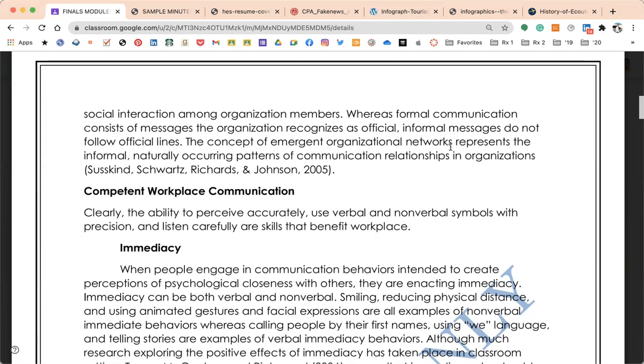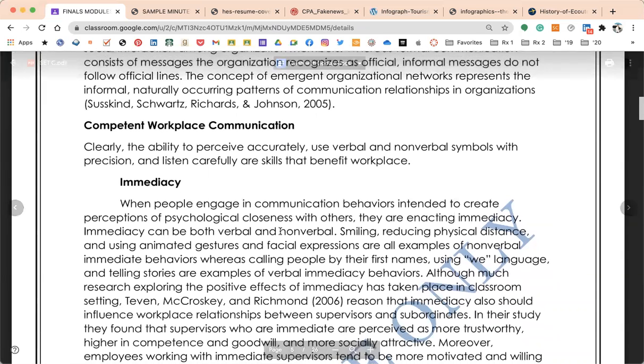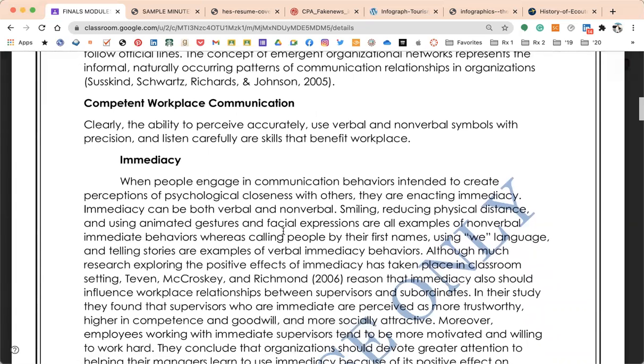Clearly, the ability to perceive accurately, use verbal and nonverbal symbols with precision, and listen carefully are skills that benefit the workplace. So, ano ang mga meron tayo? What are the different factors or elements of this good communication process?